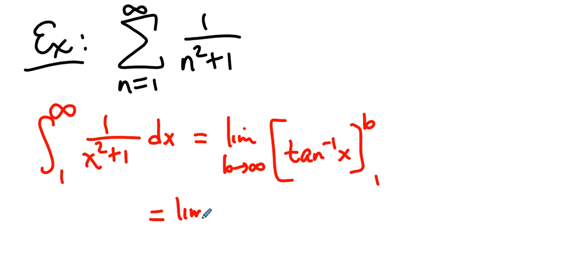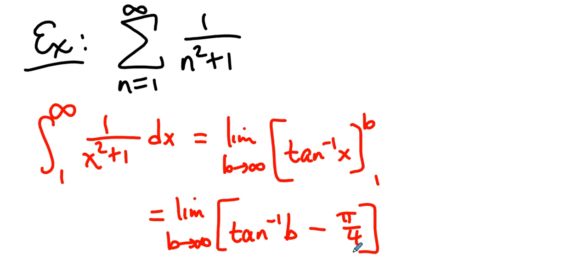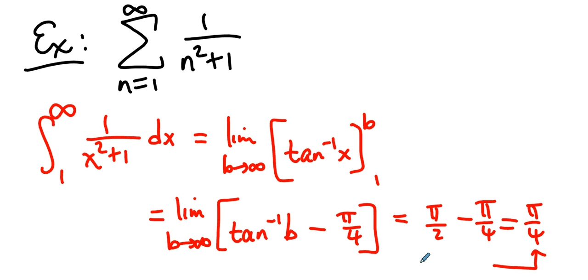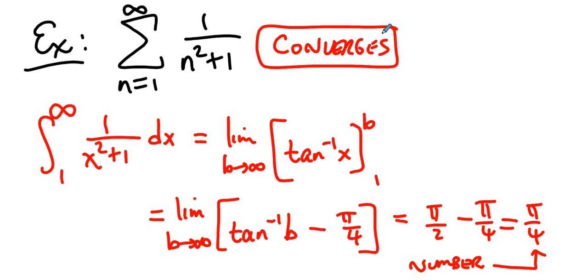And that's inverse tan of b minus inverse tan of 1. Well, what happens to the inverse tan graph as b gets large? Well, that's pi over 2 minus pi over 4, and that's pi over 4. And what's important about that is that that's a number. And because this is a number, this integral is a number. And because this integral is a number, then this series is a number.